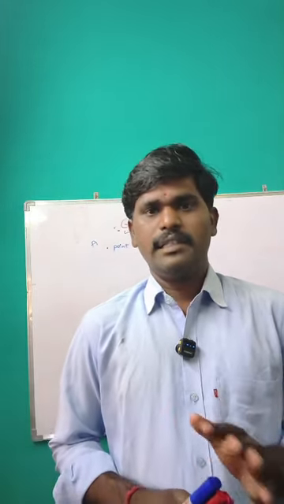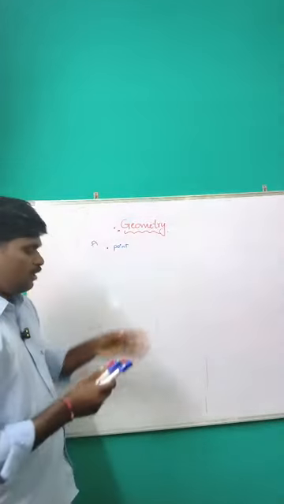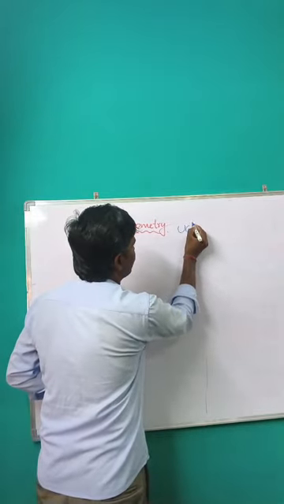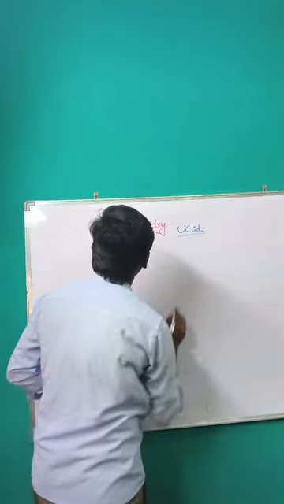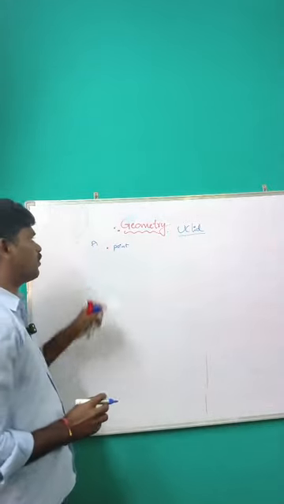This is Rajkumar. Today we are going to discuss basic concepts in geometry, 7th standard. Okay, geometry. The father of geometry is Euclid. Geometry starts from a point.